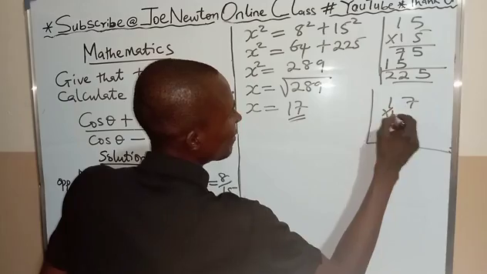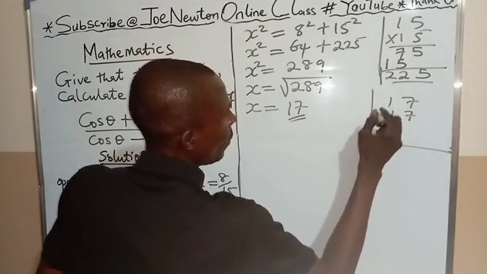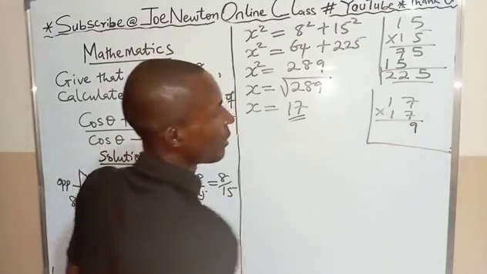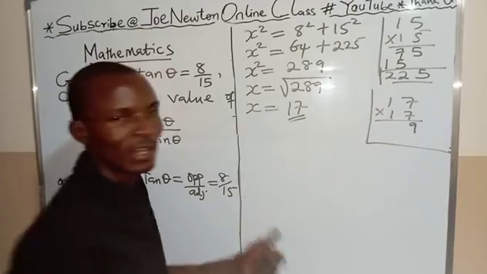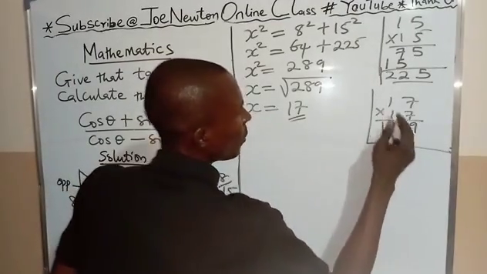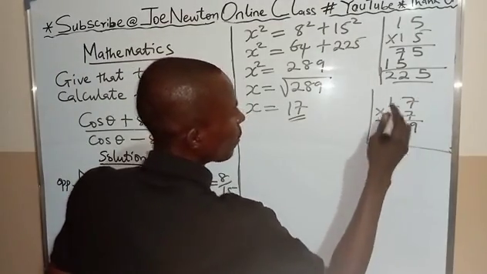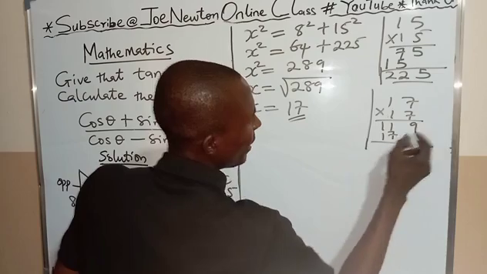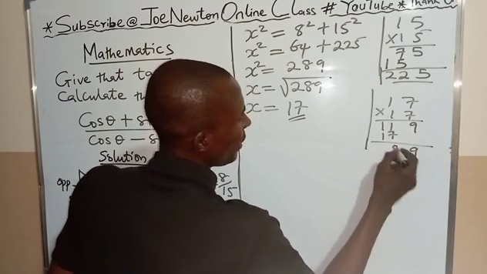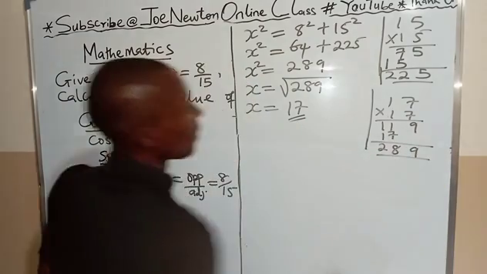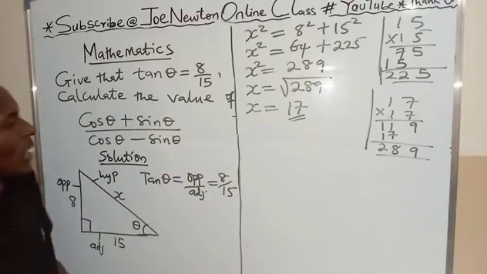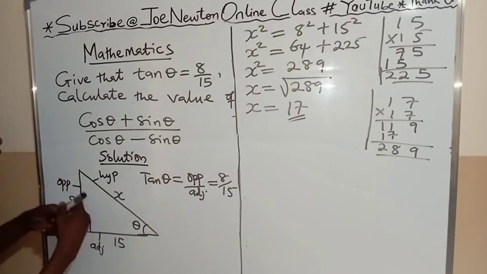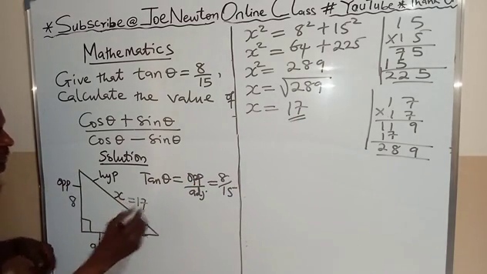17 times 17: 7 times 7 is 49, you write 9, carry 4. 7 times 1 is 7, plus 4, 11. 1 times 7 is 7. 1 times 1 is 1. When you sum up, you have 9, 8, 2. Okay, we continue. Having obtained our hypotenuse, we can label here now 17.